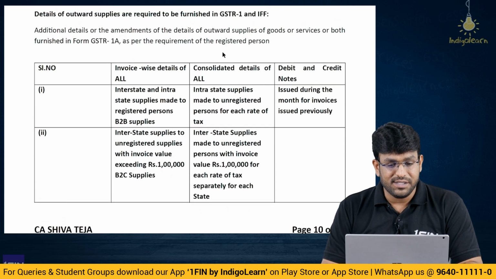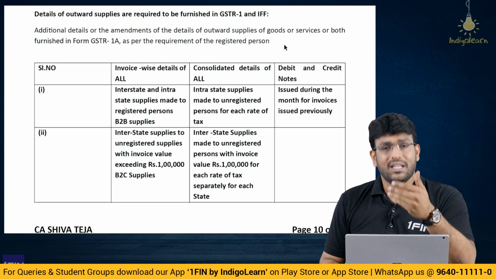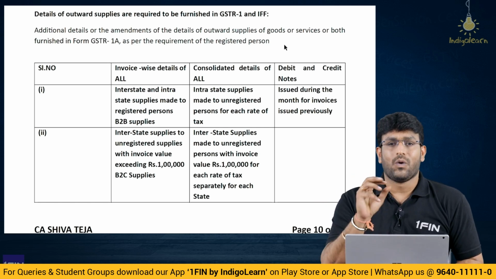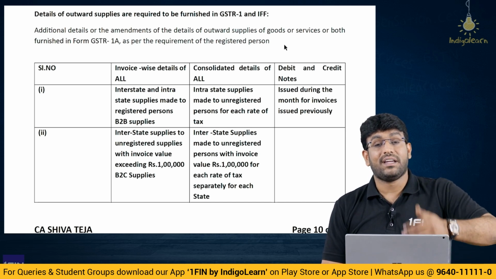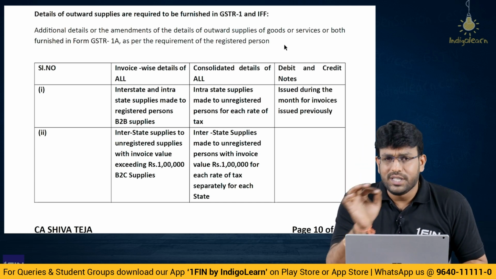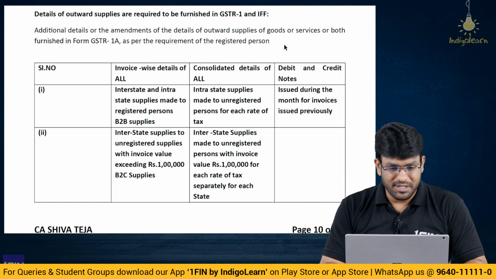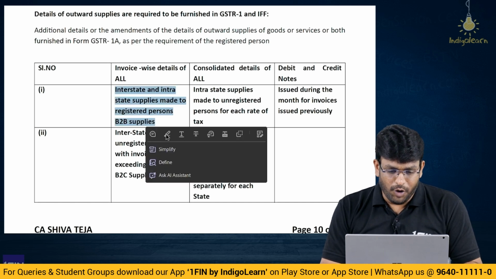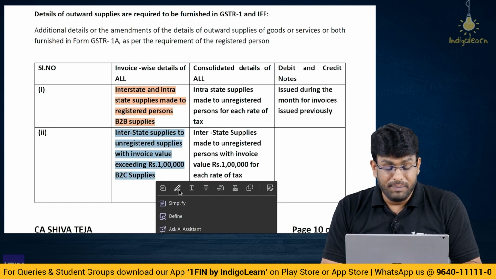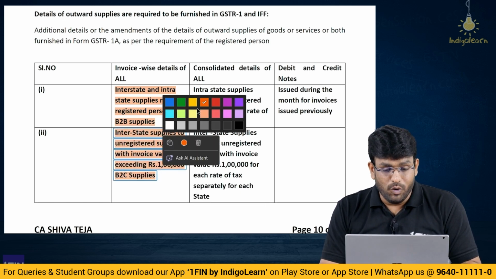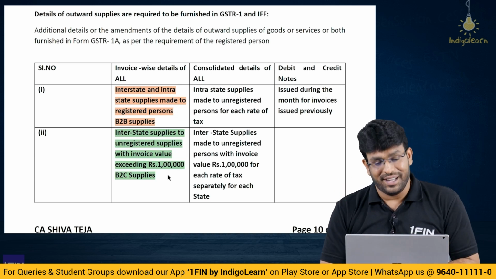Next interesting amendment, my dear friends, is in GSTR 1. We know that we are required to give details of B2B and B2C. Earlier, invoice-wise details were required to be furnished in case of B2B and also in case of B2C interstate having invoice value more than 2.5 lakhs. Now, this 2.5 lakhs has been changed to 1 lakh. That is the interesting amendment. Invoice-wise details are mandatory for B2B supplies and also for B2C interstate where invoice value is more than 1 lakh rupees. If not, we are going to give consolidated details.